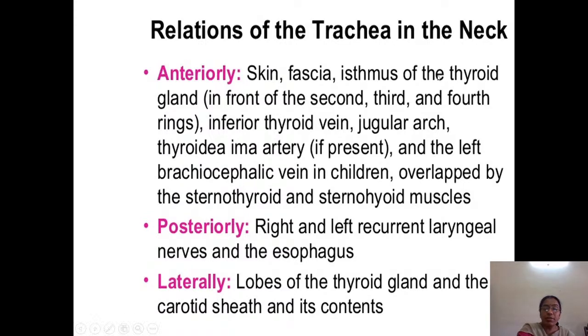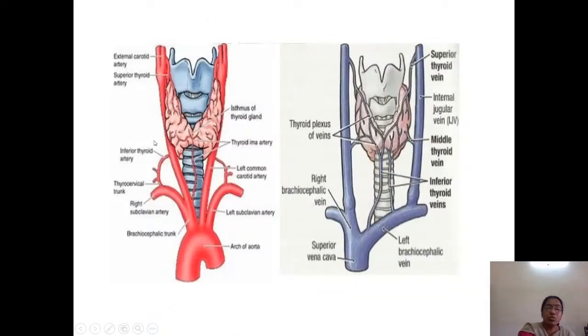Posteriorly will be the recurrent laryngeal nerves. Laterally are the lobes of the thyroid gland. So when you see here, this is the trachea. Laterally are the lobes of the thyroid gland. In front, anteriorly, it is covered by the strap muscles. Posteriorly are the recurrent laryngeal vessels. These are the relations in the neck part.